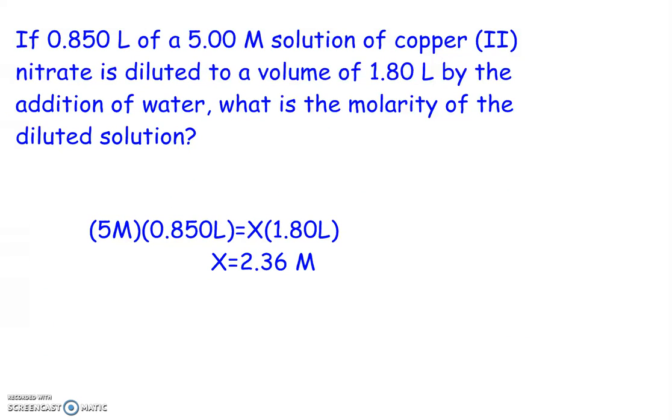So here I have 0.850 liters of a 5 molar solution of copper(II) nitrate, and I'm diluting it to a volume of 1.8 liters by adding water. And I want to know what the molarity is for the diluted solution. Well, C1V1, the initial concentration is 5 molar. The initial volume is 0.850 liters. So C1 times V1 equals, I'm looking for C2, and it says I've diluted it to a total volume for my solution of 1.80 liters. And when I solve that for X, I get 2.36 molar.